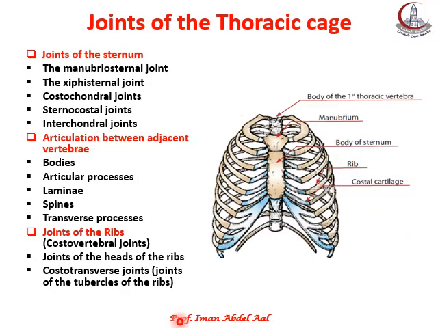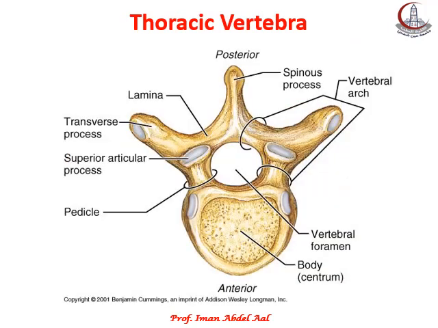By this, we finished the joints of the sternum. Now we are going to begin with the joints between the vertebrae on the posterior aspect of the thoracic cage. Before we speak about these joints, let's look at the vertebra.